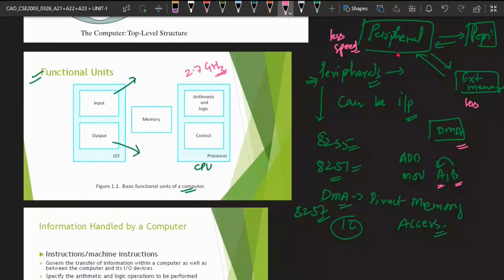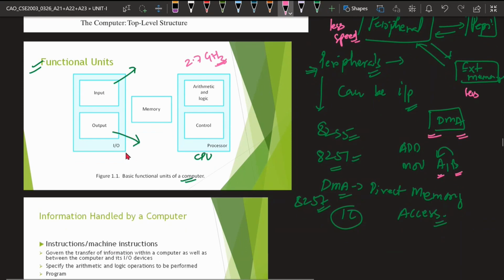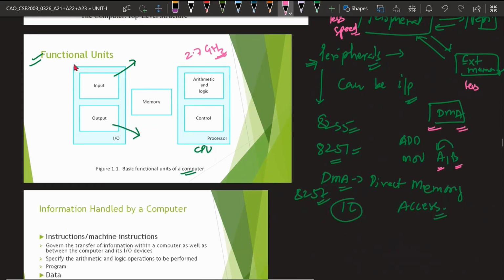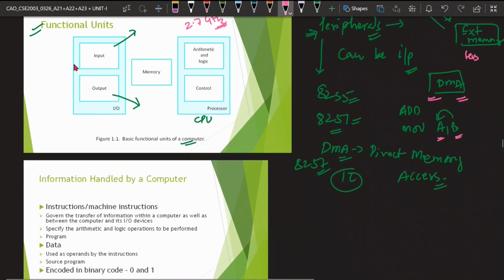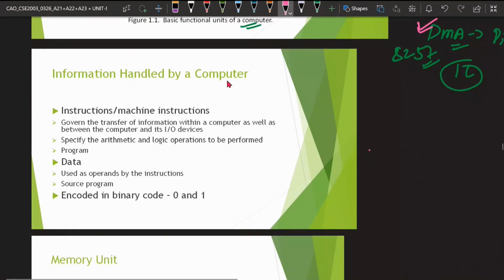If a large amount of data needs to be transferred between low speed devices, peripheral devices or external memories, we use the DMA. DMA is also considered a peripheral device or a third party device. So these are the basic functional units of a computer system. We will go through them one by one, their uses and different advantages, and see how information is handled by a computer.